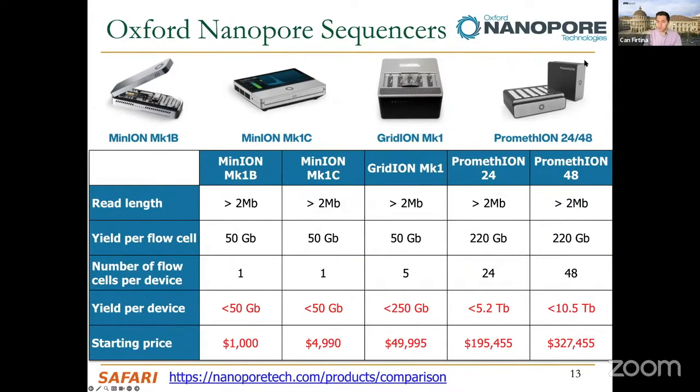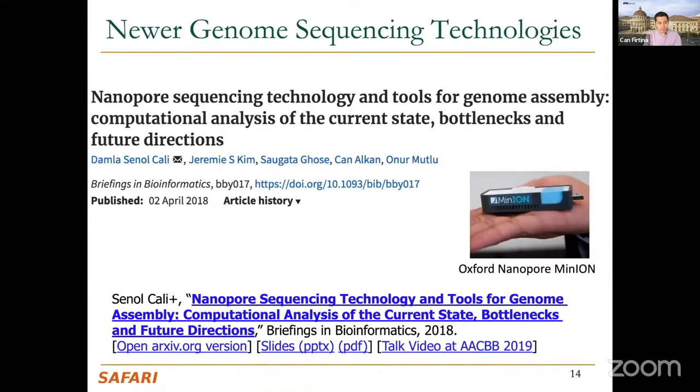Some of them are very small, some of them are relatively large, and their sequencing prices vary a lot, and also how many bases they can sequence in a single run varies. There are nowadays newer sequencing technologies providing lots of benefits and lots of opportunities. If you're interested in learning about these opportunities, you can take a look at this paper.